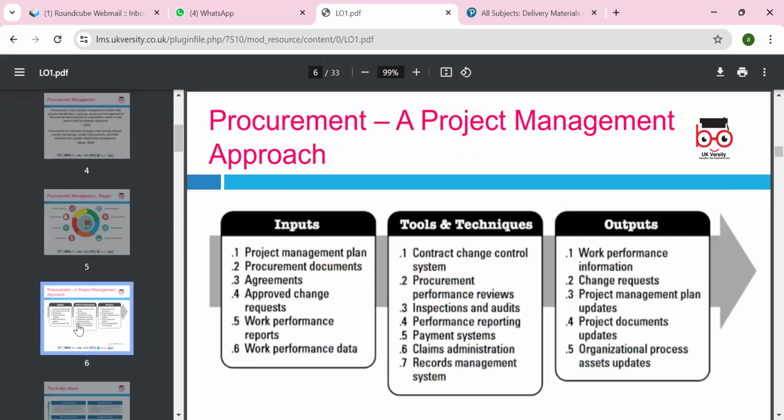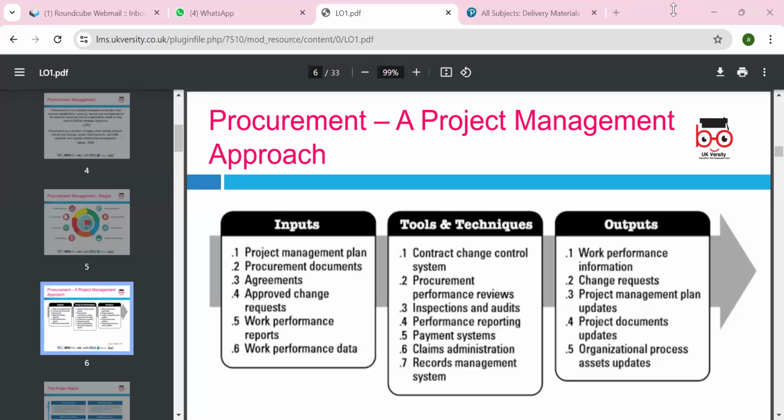So procurement as a project manager's approach, which we can look at to see how we can manage. It's a management approach. Okay, so what is meant by project? Project means any task, any activity you do is called a project. According to PMI, the Project Management Institute, which is quite big in the UK, the inputs are the project management plan, procurement documents, agreement, approval, change requests, and work performance reports. These are the inputs you have, and the outputs are what you get at the end.